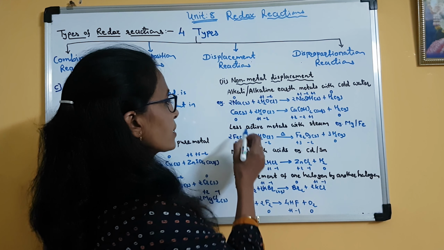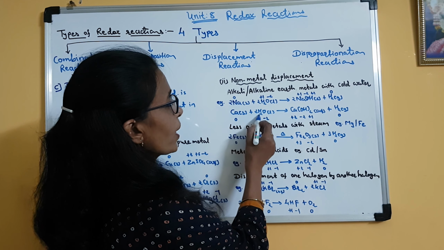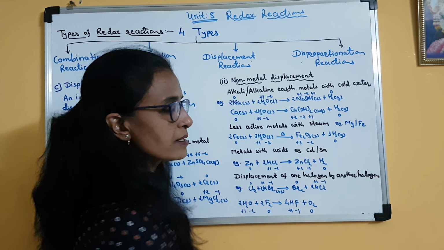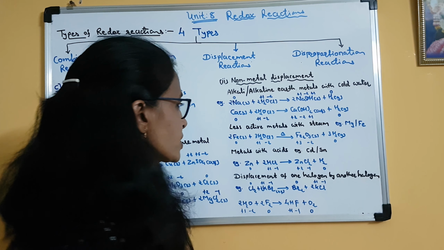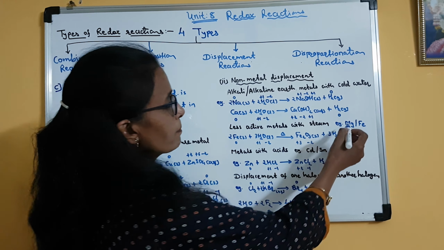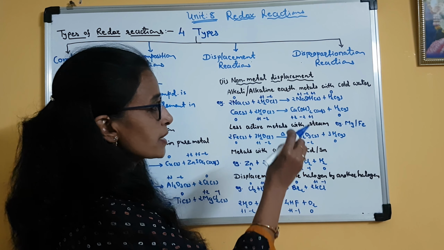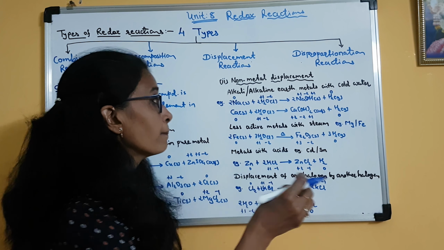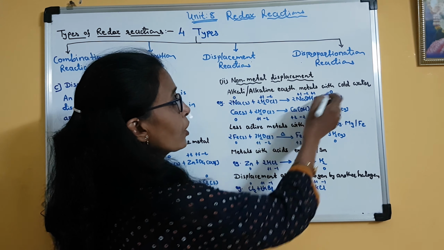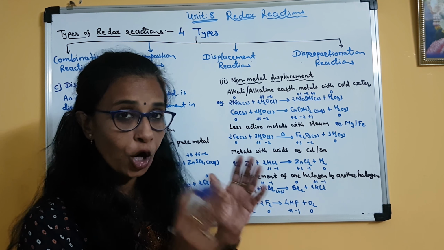Another example is of calcium, which is alkaline earth metal. So when it reacts with cold water, it reacts in the same manner. Hydrogen gas is released. So non-metal is displaced. But when we have less reactive metal, for example, magnesium and iron, these are considered as a less reactive metal compared to alkali and alkaline earth metals. Clear? So they cannot react with cold water. So they will react with steam, means hot water.